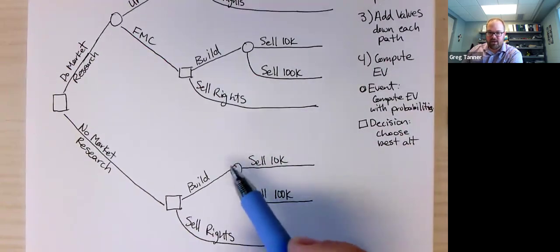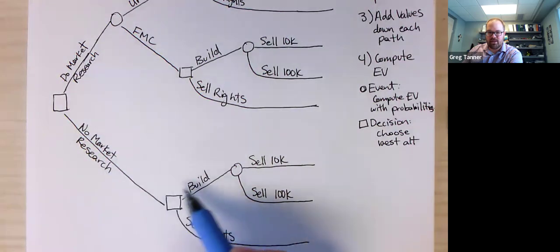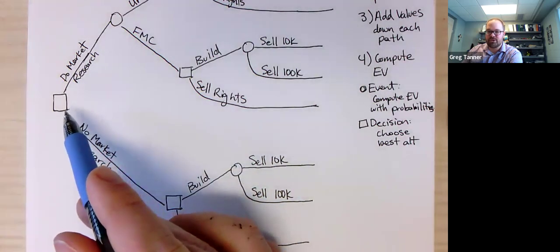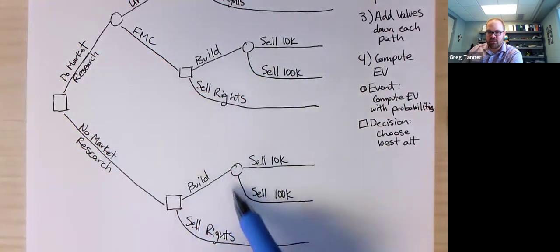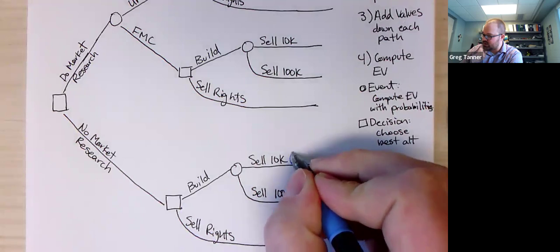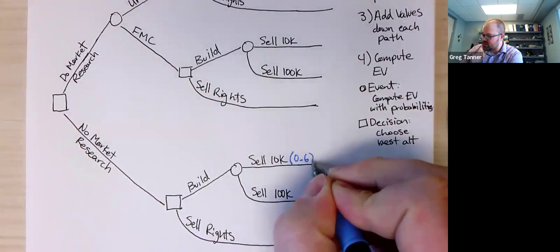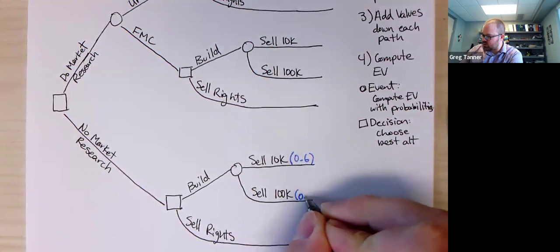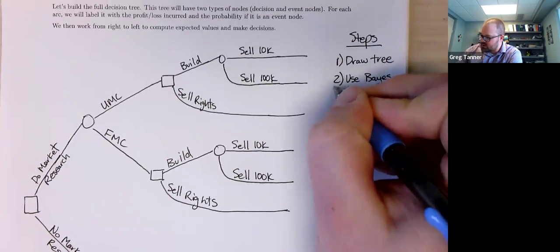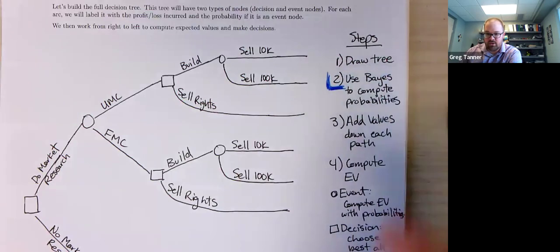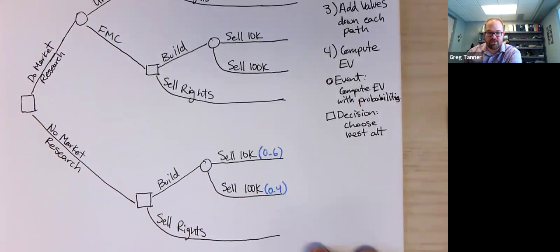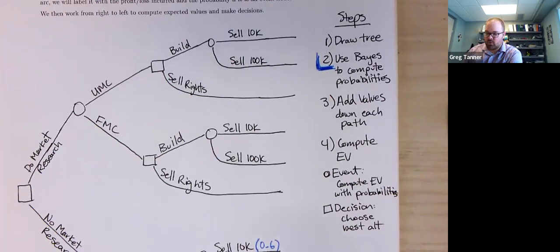Is this event node here, if we look at it, it's got no events farther up the tree than it. And so if we don't do market research, the only probabilities that affect how much we sell are the prior probabilities. And so I'm going to put those in parentheses of 0.6 and 0.4. Okay, and so I'm going to do this step in blue, just so that I remember that the blue are all the probabilities.